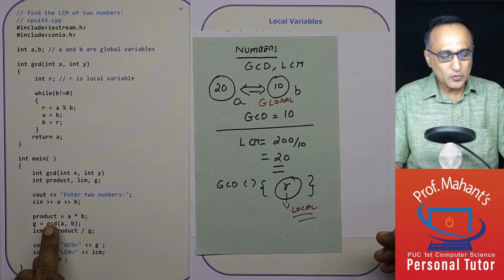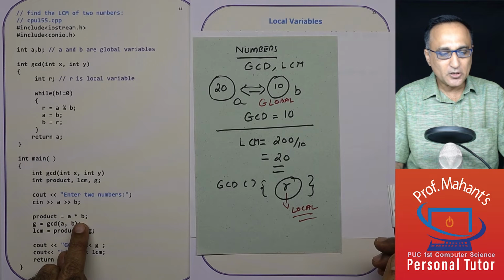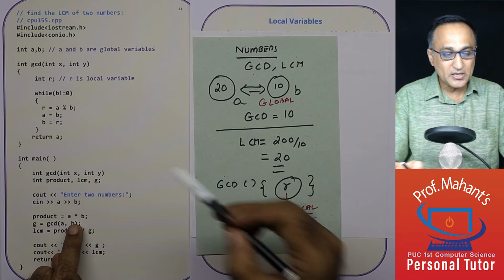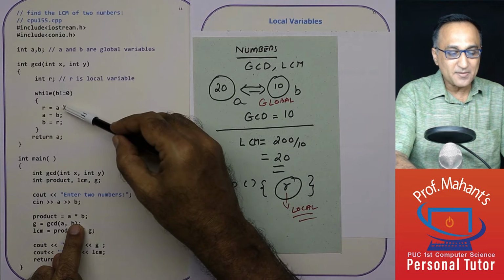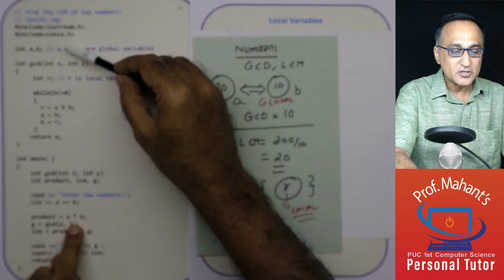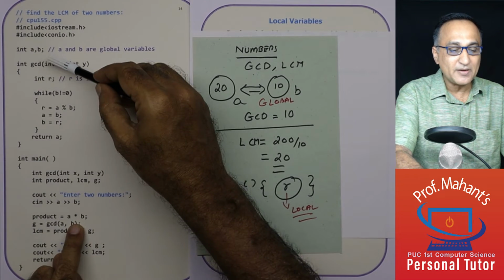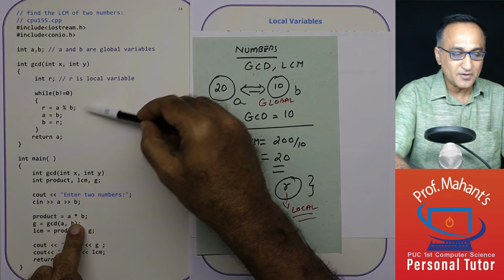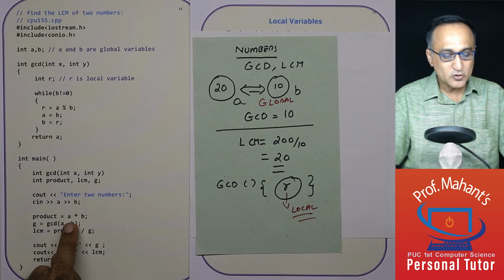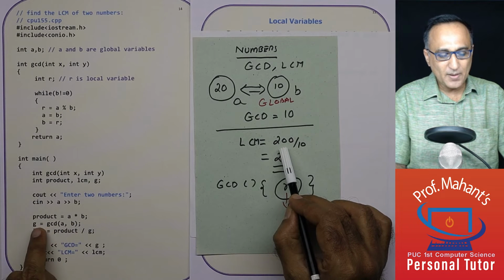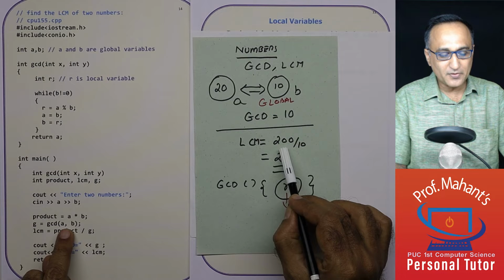Here, first I'm calculating the product of A into B. What is the product of A into B? I need to do that before calling, because since I am processing A and B, the original values of A and B will be lost because they are global. They are available everywhere. So if you make a change here, it will be affected here. If you change here, it will be affected everywhere. So product is A into B, so product is 200. Now I am saying G is assigned GCD of A comma B.